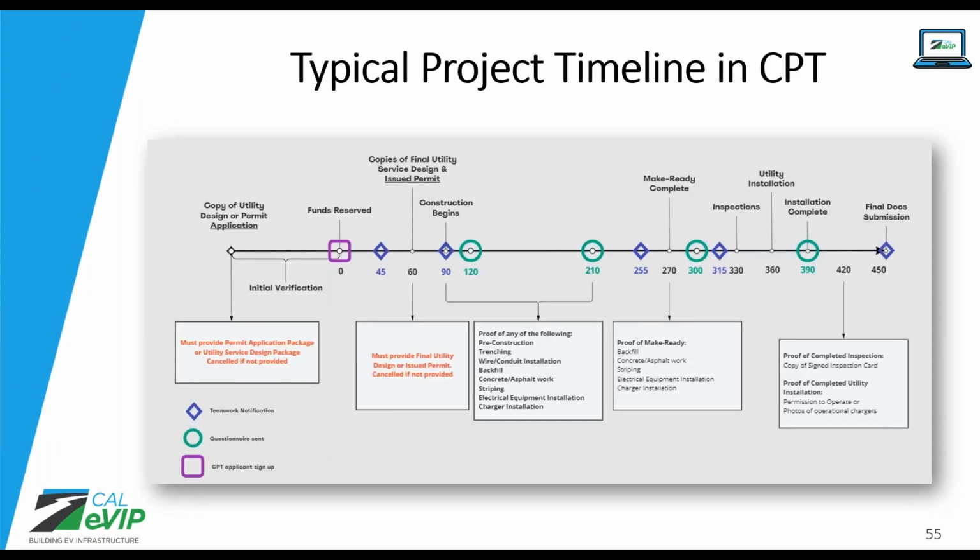This is a representation of the typical project timeline for a DCFC project in Block Grant 2, specifically indicating times where you will be communicated with via Teamwork from CSE. We're calling day 0 the funds reserve date, and that is when you will get the invitation email. The diamonds are when you'll get sent 15-day reminders ahead of significant milestones, reminding you to either update tasks or milestones or be prepared to update those.